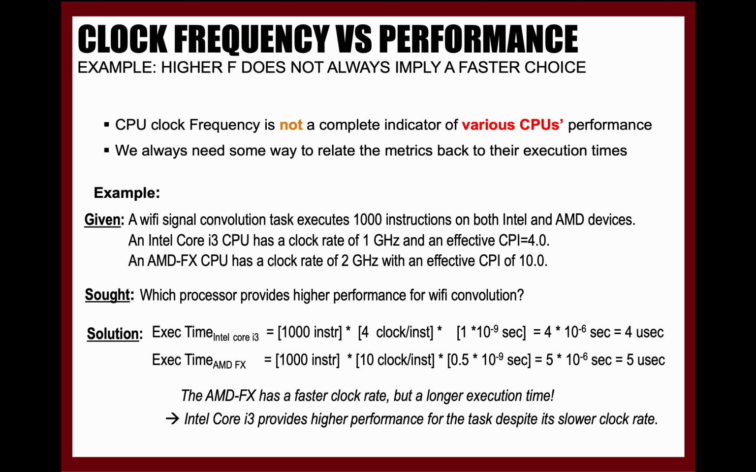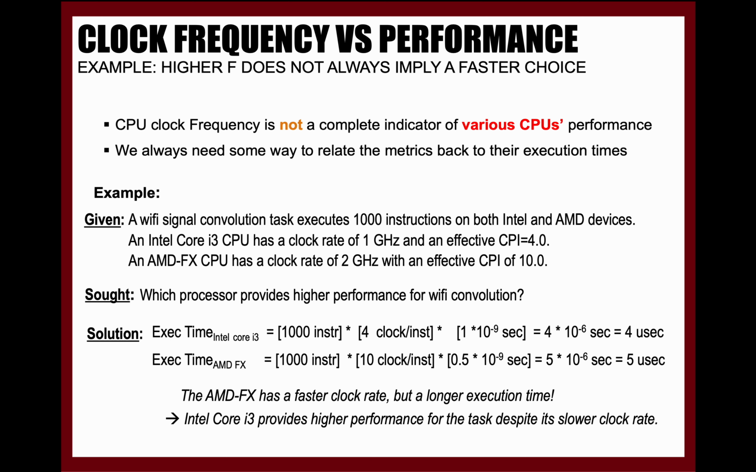For instance, let's consider an example: a Wi-Fi convolution task that executes 1000 instructions on both Intel and AMD devices. The Intel Core i3 CPU has a clock rate of 1 GHz and an effective clock per instruction of 4. On the other hand, AMD FX CPU boasts a faster clock rate of 2 GHz but has a higher CPI of 10.